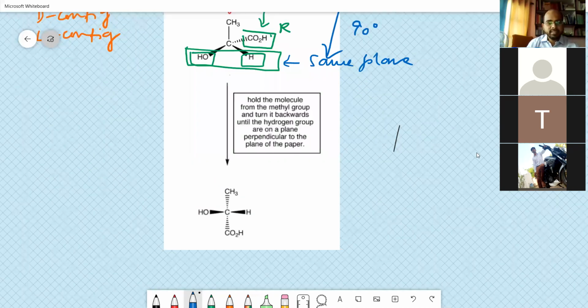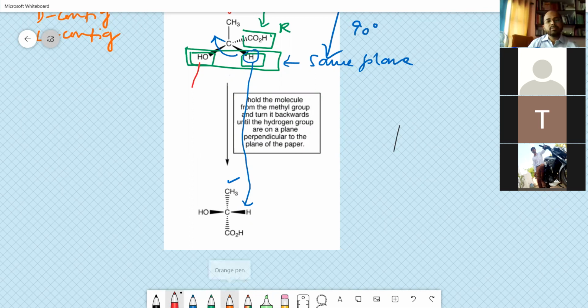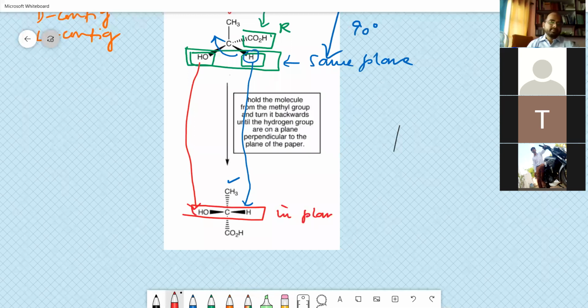Backwards, you see, this CH3 group is here and the COOH is there. Backwards means it is split like this. When it splits, this H comes to this place and this OH goes to this side. But both of them are in plane. Both of them are in plane. So hold the molecule from the methyl group and turn it backwards until the hydrogen groups are on a plane perpendicular to the plane of the paper.